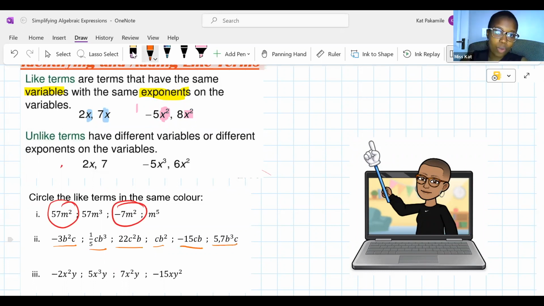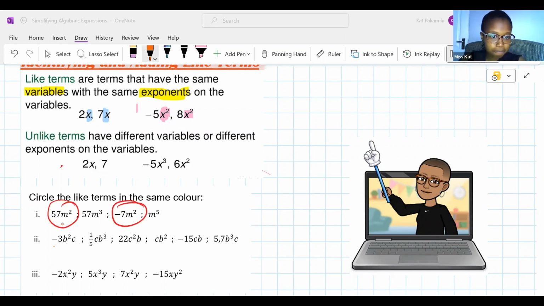Where are my like terms? Oh, it got quiet very quickly. Where are my like terms? Let's hear what everyone has to say. Anyone? Anyone wants to raise their hand? Akumzi's hand is up. Akumzi, do you have an answer for me? Yes, ma'am.